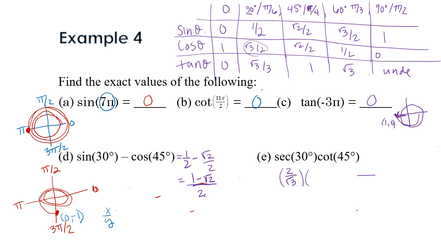The cotangent of 45 degrees is going to be the reciprocal of the tangent of 45 degrees. The tangent of 45 degrees is 1, the reciprocal is also 1. So when I do that, I get 2 over root 3, but I need to rationalize the denominator so I don't have a radical there. So we multiply by root 3 over 3, which gives me 2 root 3 over 3.